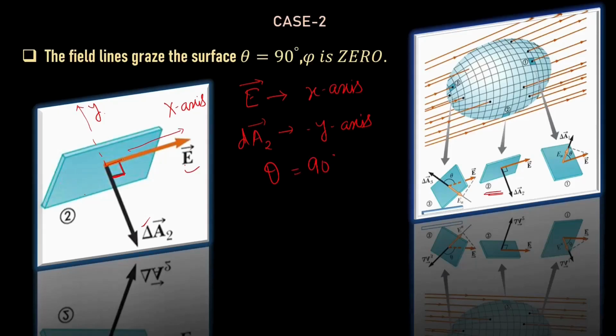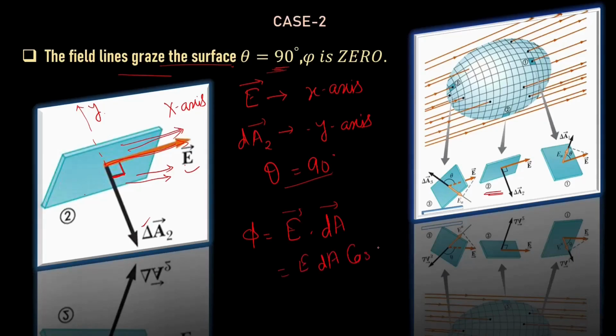In such a situation, the electric field lines just graze the surface. They are not crossing, they are passing over the surface like that. Is it clear? Whenever they just graze the surface, theta becomes 90 degrees, and if we put this in the same formula, E dot dA, on expanding we get E dA cos 90 degrees, and cos 90 degrees is 0. So the flux associated will be 0 when the field lines just graze the surface, or theta becomes 90 degrees.